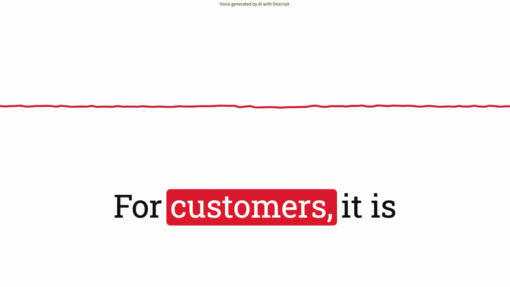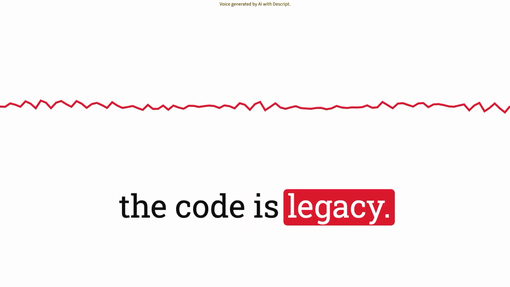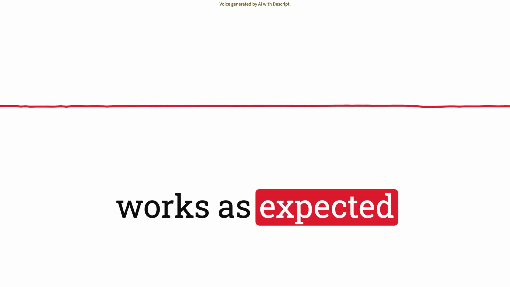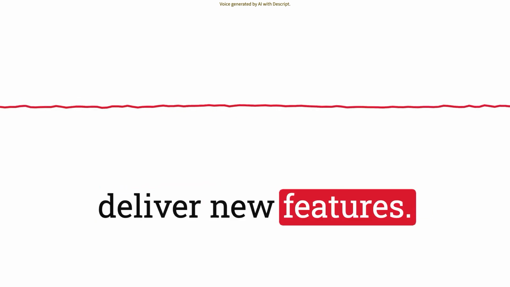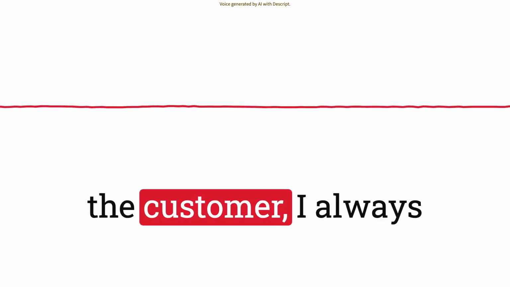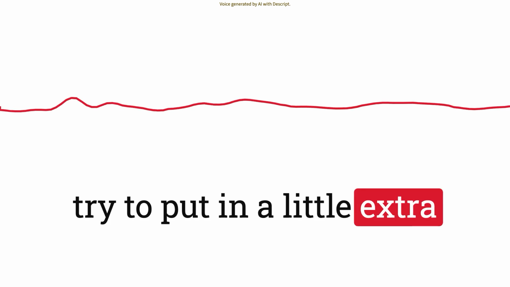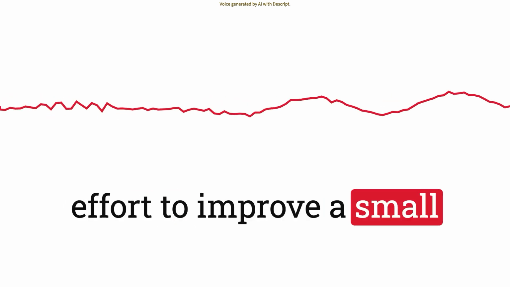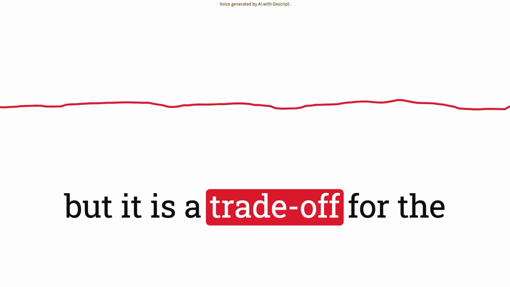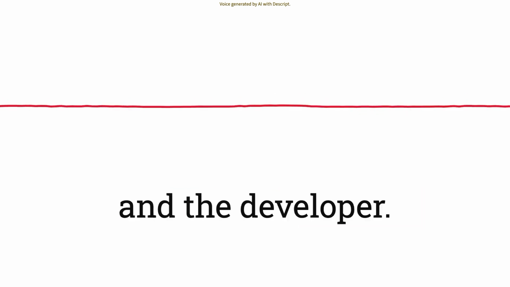For customers, it is not so important that the code is legacy. It is more relevant that the application works as expected and that we are able to deliver new features. So when I do these things that are really crucial to the customer, I always try to put in a little extra effort to improve a small part of our application. This is a slow way to bring the code up to date, but it is a trade-off for the needs of the customer and the developer.